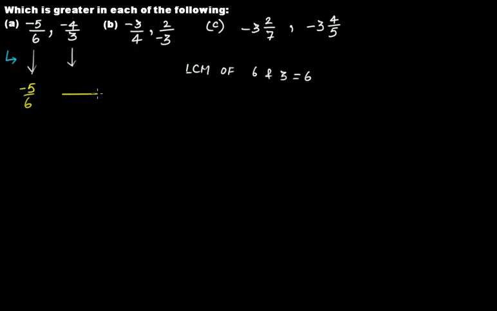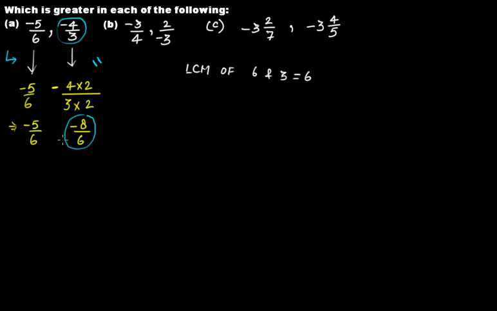So by what number should we multiply 3 such that the denominator becomes 6? Clearly with 2. Now since we have multiplied the denominator with 2, you have to multiply the numerator also with 2 and put this minus sign here. So you get minus 5 over 6 and minus 8 over 6. This minus 8 over 6 is the equivalent rational number of minus 4 over 3. That is, both are actually equal. That is what equivalent rational number means.